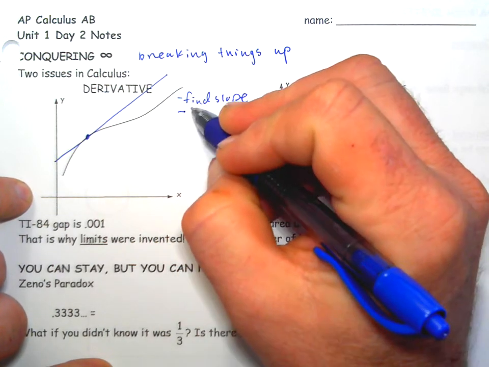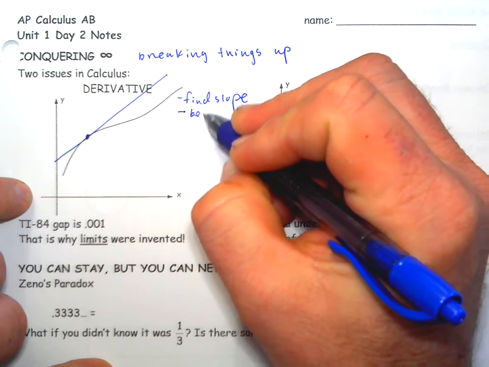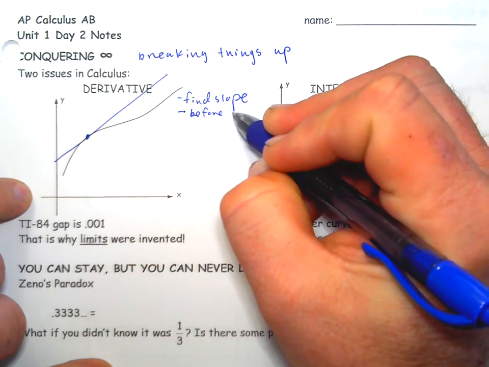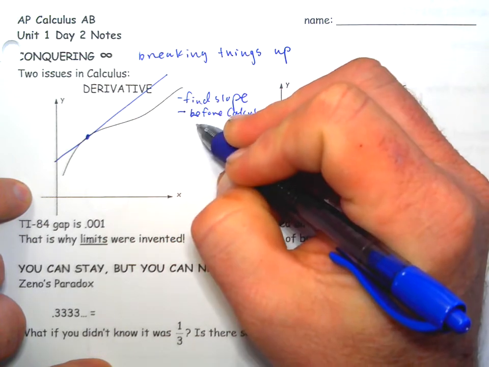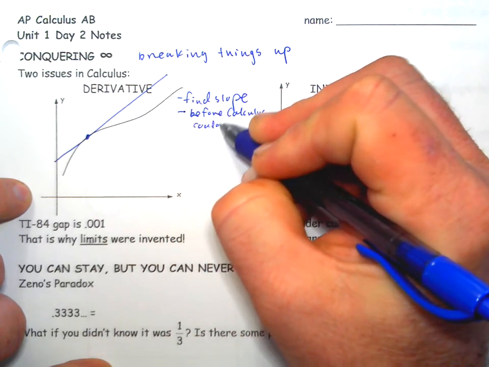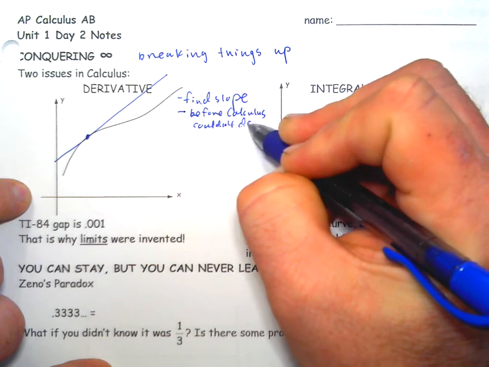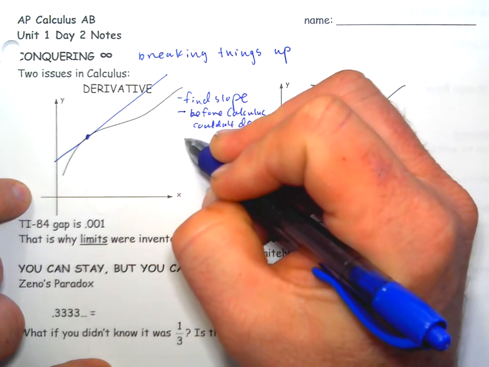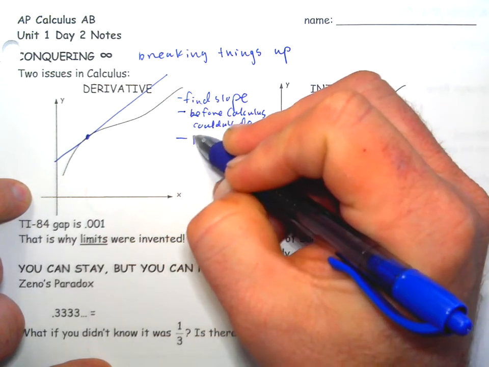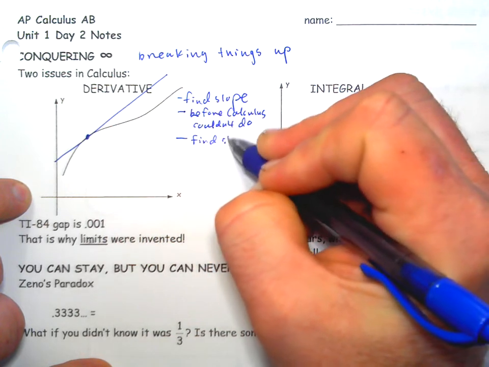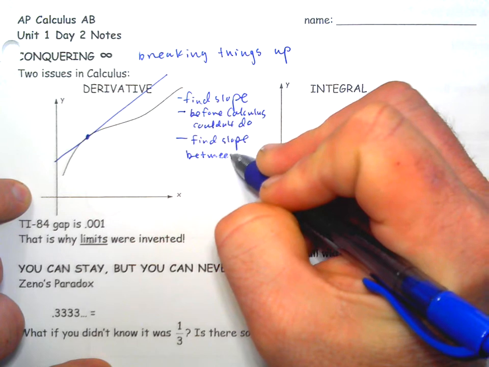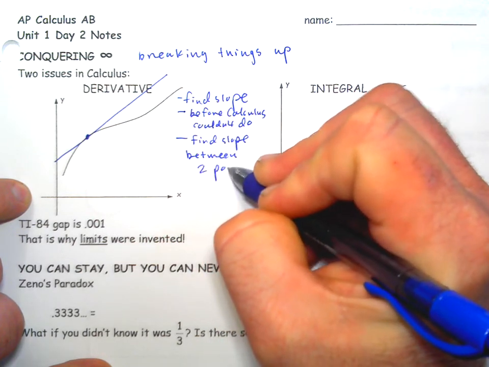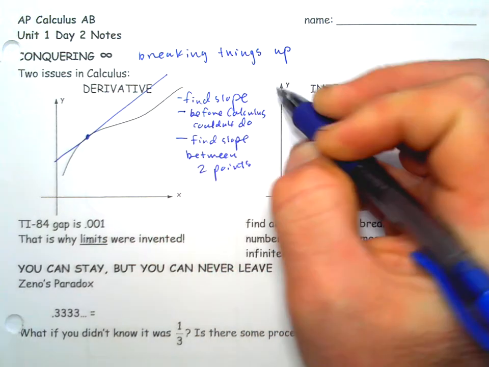So before calculus, we couldn't do this because you only have 1 point. We could only find the slope between 2 points, and we don't have 2 points. We have 1 point. So how do we do this?